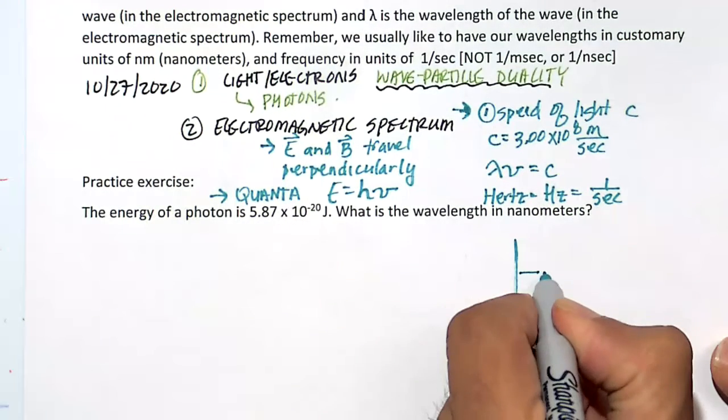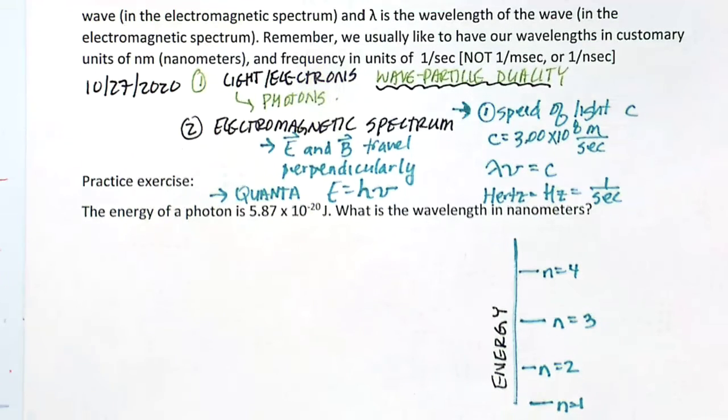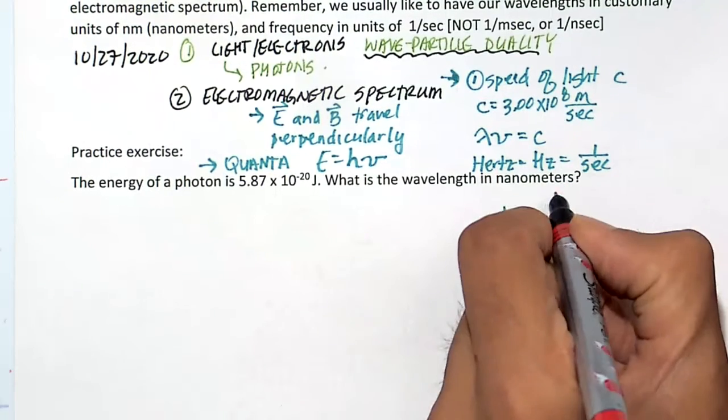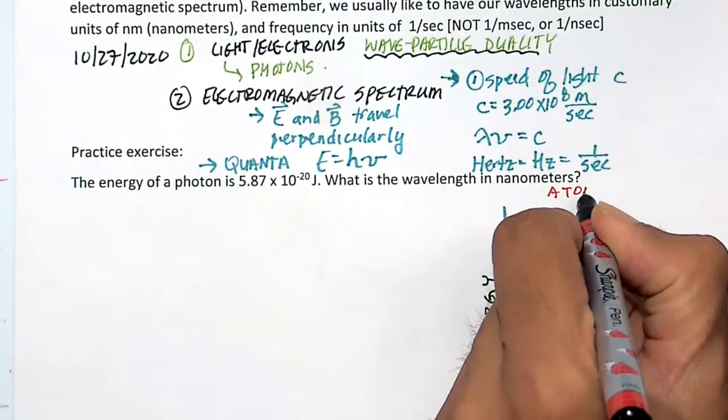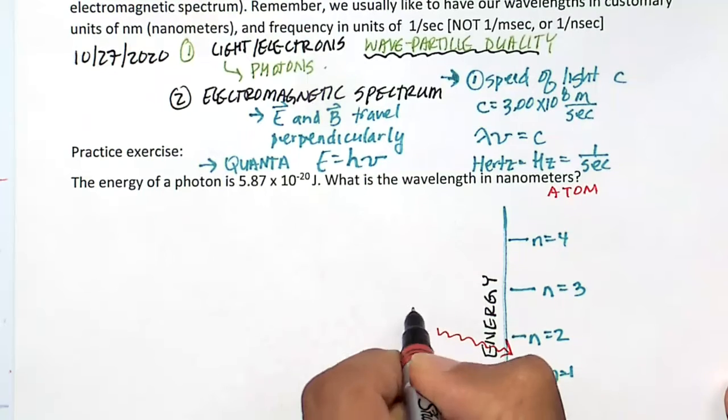Energy level 4, 5, 6. You can do this all the way to infinity. And let's just have an electron here. Okay, so here's our atom. And what we're going to do is hit it with a quanta of energy.